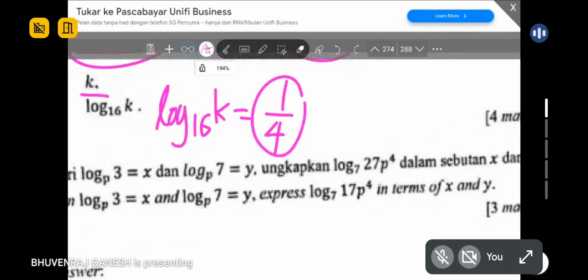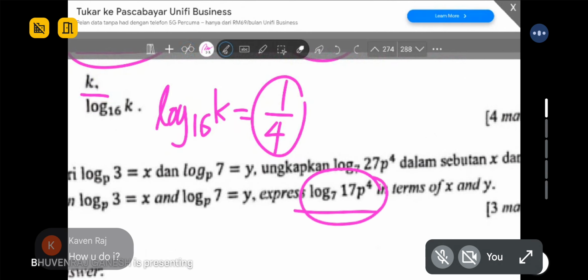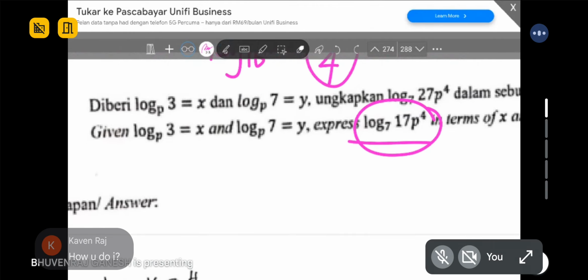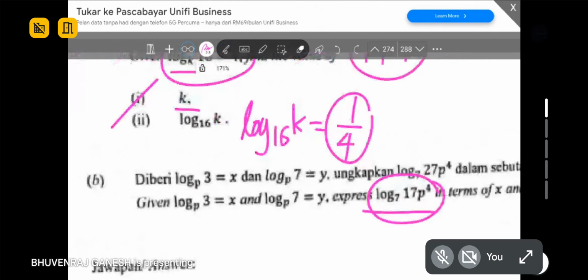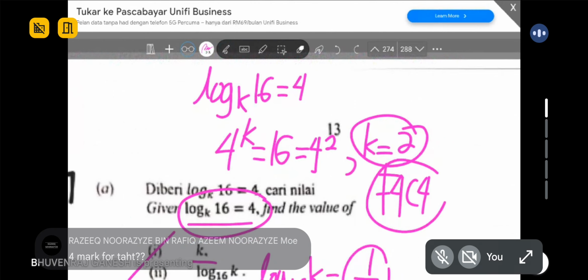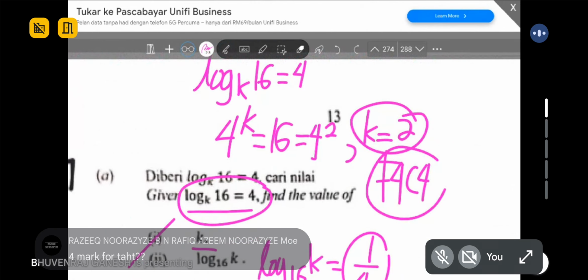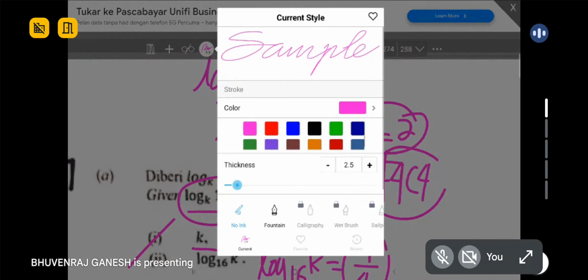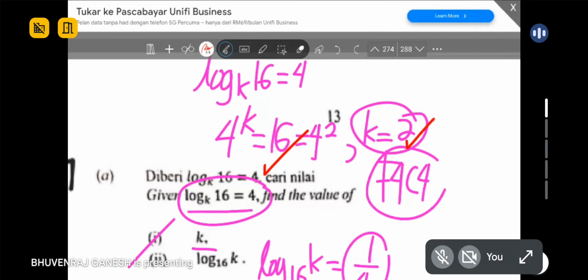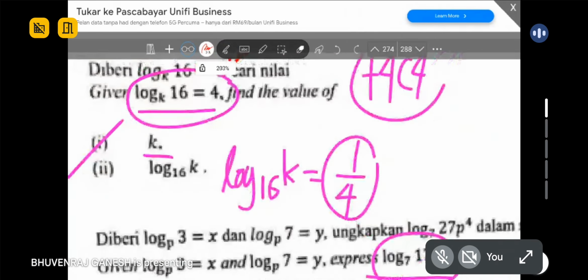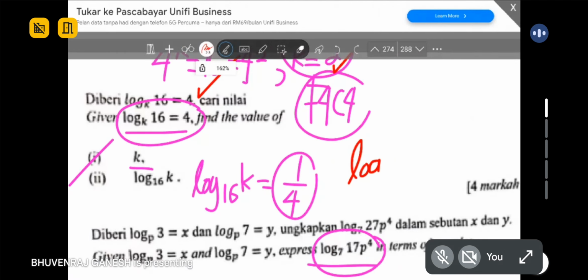Okay, next one. Now they give you this one, guys. You need to express. Ungkapkan. How do you do it? Convert log form to index form. That's why it's very easy. I think this one is 1 mark. And then actually for this one you can show a bit of steps, guys. Boleh tunjuk langkah sikit. You can write log 16 over log 16K equal to 4.